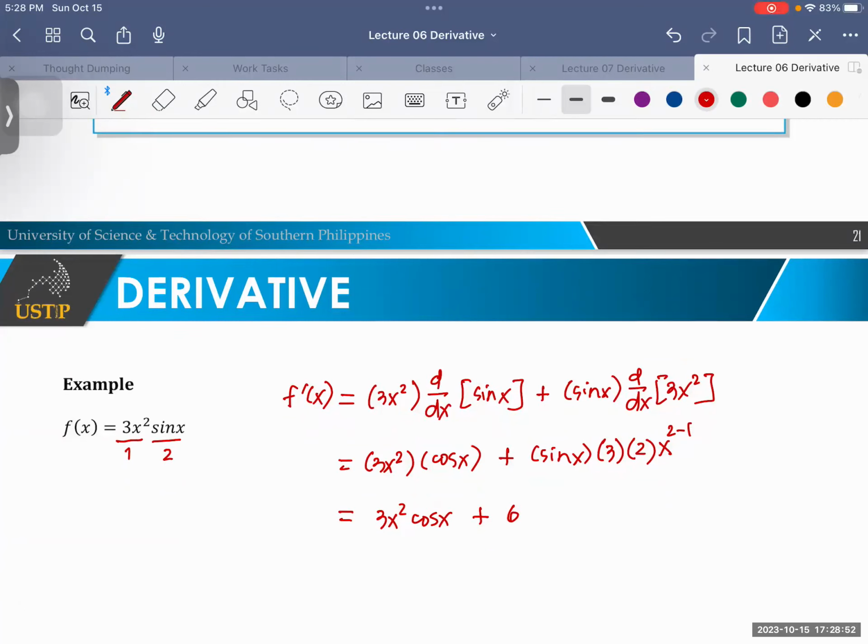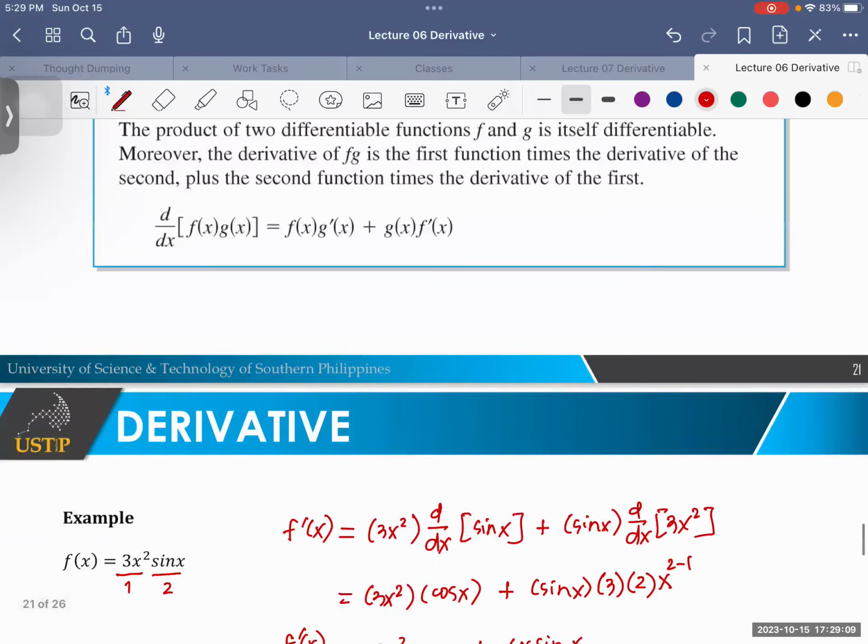So, first write the x. So you have this 6, then x, so that will be 6x sin x. So, this is your f prime of x. Okay, so that's how you get it. That's how you apply the product rule.